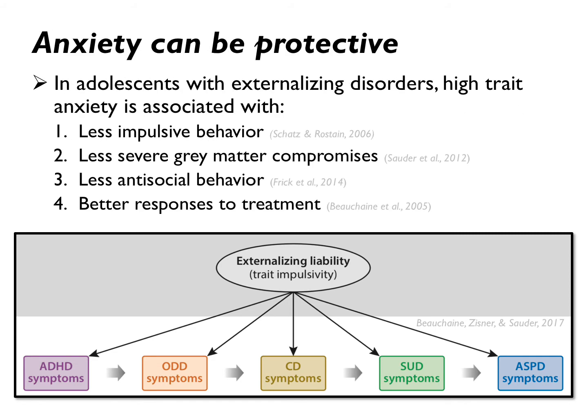One really important thing to note here is what we observe in terms of trait anxiety. It seems that adolescents who have externalizing disorders in childhood, so things like ADHD, ODD, and CD, who are high in trait anxiety tend to exhibit less impulsive behaviors. So, fewer police contacts, and they're viewed better by their peers. We also see some neural differences, and I just have one example here: differences in gray matter volumes between those with high and low trait anxiety, with generally less antisocial behavior in the high-anxiety group. There's even some evidence that those with high anxiety tend to respond better to treatment.